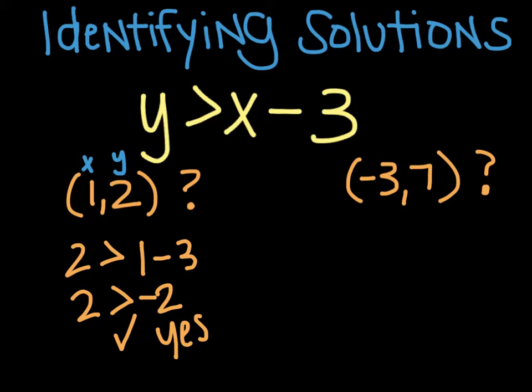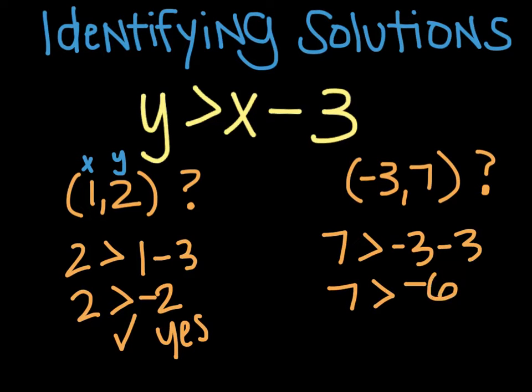Second one. 7 is greater than negative 3 minus 3. 7 is greater than negative 6. Oops, it should be negative 7 in both of those instances. So negative 7 is greater than negative 6. That is not true. So the answer would be no, it is not a solution.